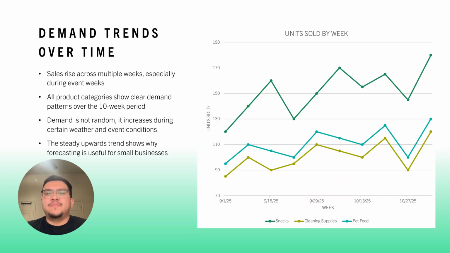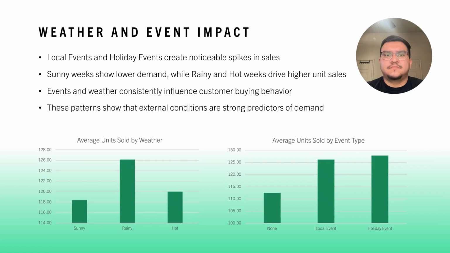Looking at the overall demand trends, we can see that sales follow a pretty clear pattern across the 10 weeks. Each product category moves in a similar direction, and the increases line up with certain weeks where things like weather changes or events take place. So instead of sales being random, they rise and fall in predictable ways. That's important because it shows that a small business can plan ahead and use these patterns to make smarter inventory decisions.